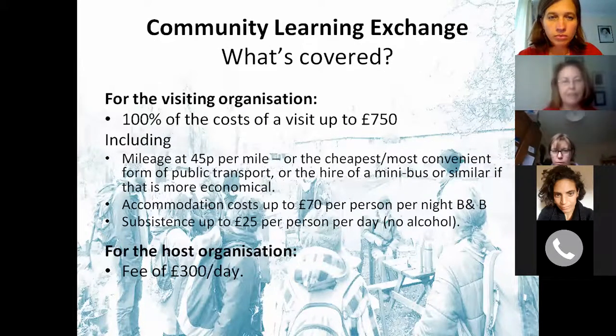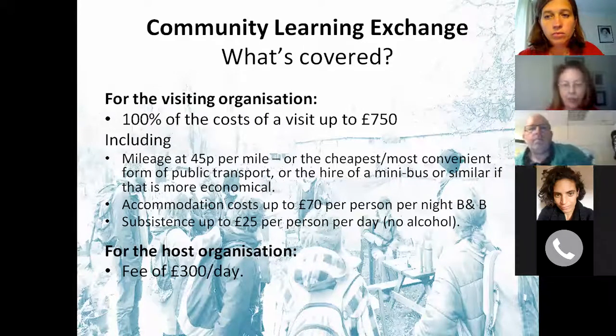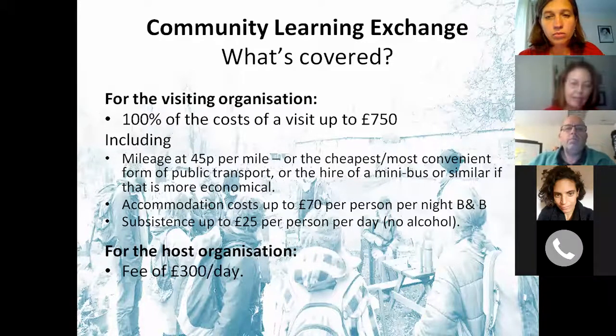So what's covered? It's really a no-brainer. It covers the expenses of one group visiting another. The threshold is 750. Now, I know one of the people participating today is from Shetland, and so if you come from the Highlands or the Islands, or you have a long distance to travel for whatever reason, we're quite flexible around that 750.